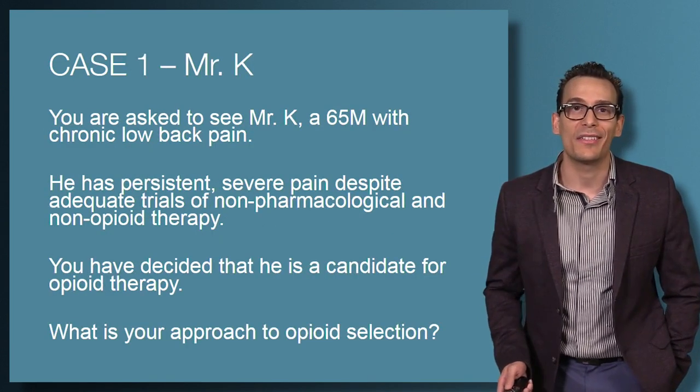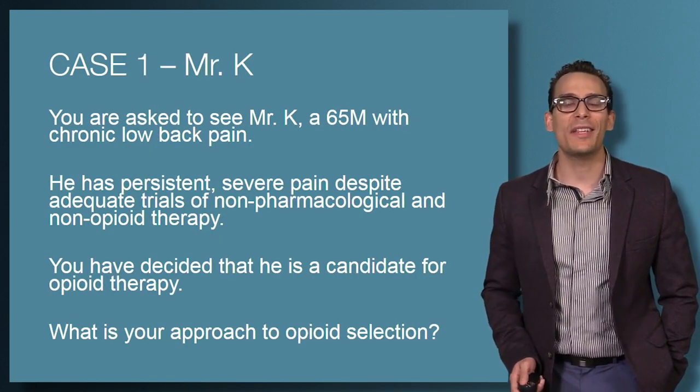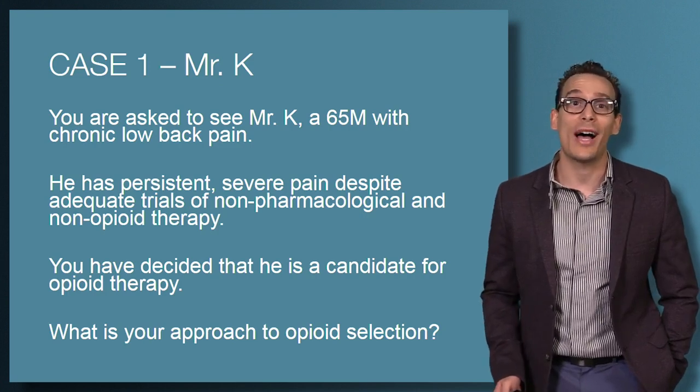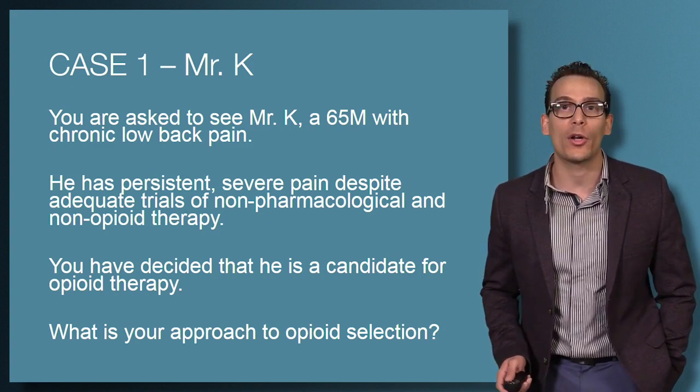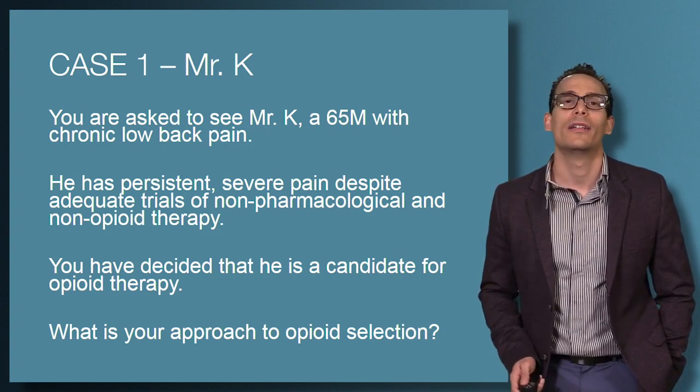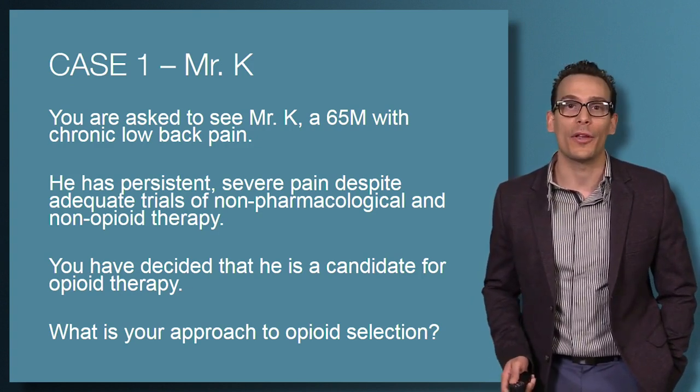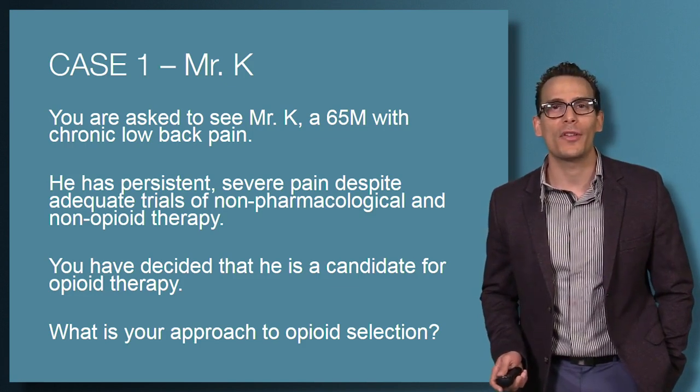So let's continue with the case, Mr. K. You're asked to see Mr. K, a 65-year-old male with chronic low back pain. He has persistent, severe pain despite adequate trials of non-pharmacological and non-opioid therapy. You have decided that he is a candidate for opioid therapy. What is your approach to opioid selection?